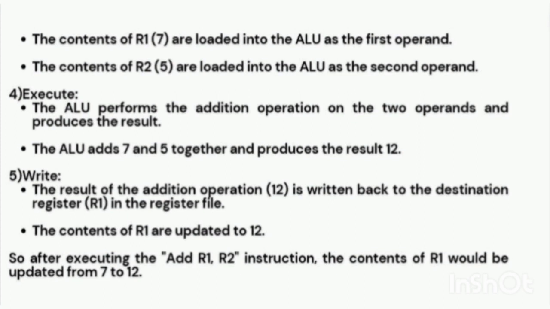Then the further step is execution. The ALU performs the addition operation on the two operands and produces the result. The ALU adds 7 and 5 together and gives us the result 12. Then comes the writing. The result of the addition operation, 12, is written back or stored to the destination register R1 in the register file. The contents of R1 are updated to 12.